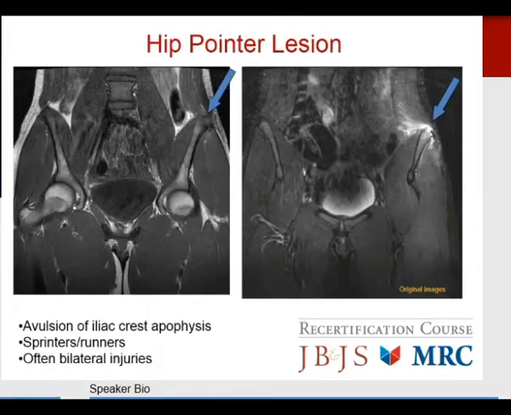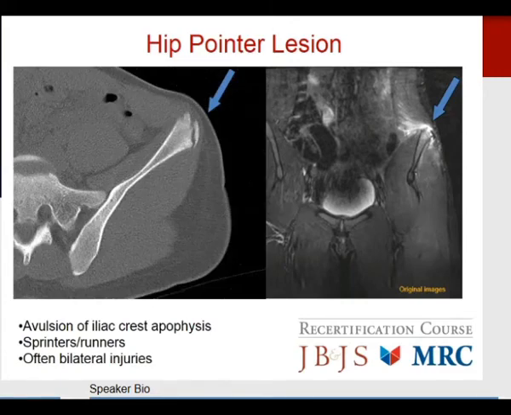Finally, these hip pointer lesions are lesions that occur at the iliac crest, most often in runners or sprinters, but we can also see them in contact sports such as football, and we can see disruption and avulsion and displacement of the growth plate of the iliac crest, both on MR and CT imaging, with the associated soft tissue edema on MR.